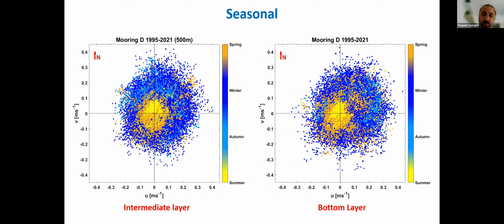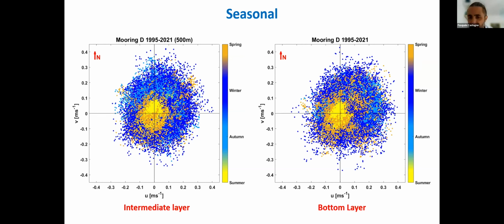What do we have in the seasons? On the right you see the bottom instruments, and on the left you see the intermediate instruments. This is for all time series from 1995 to 2022. You can see that in summer and spring, we have very low currents, mostly westward, southwestward. While in autumn and winter, we have stronger currents that are mostly directed northeastward, in the direction of the Drygalski Trough where the mooring is.